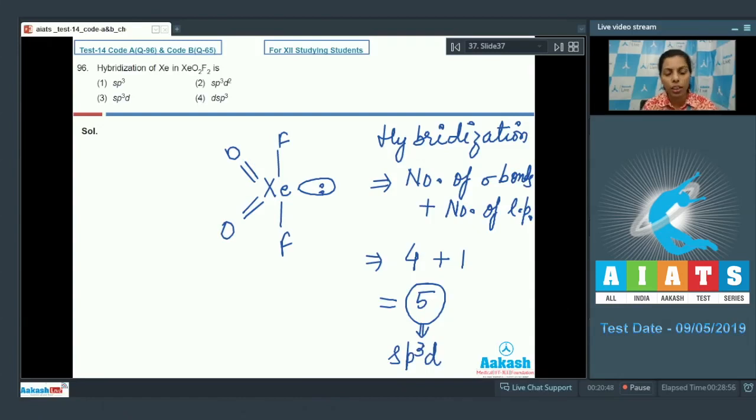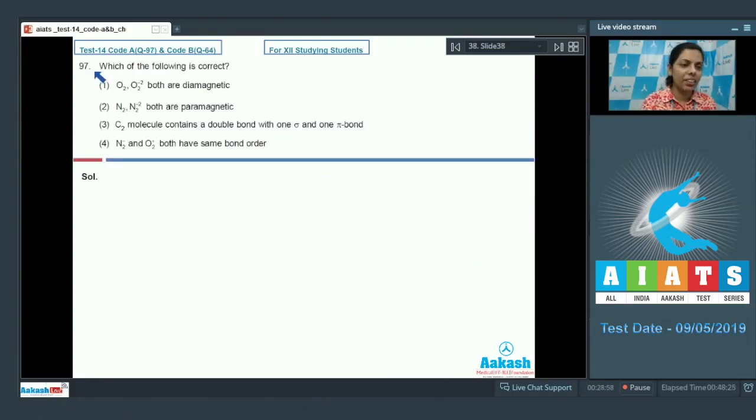5 orbitals we have already found with the help of this trick. So sp3d is the hybridization. It is given in option 3. So the correct answer is option 3 for this question. Let's take the next question. Question number 97 we have.